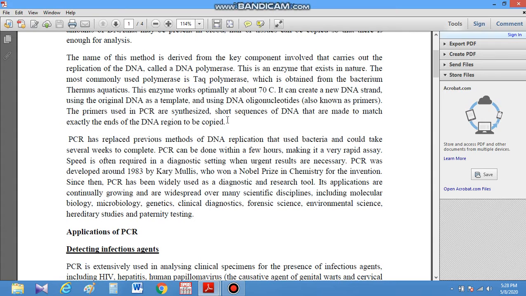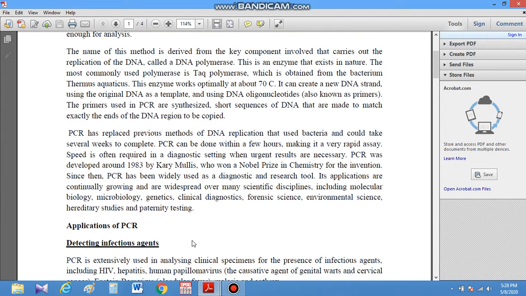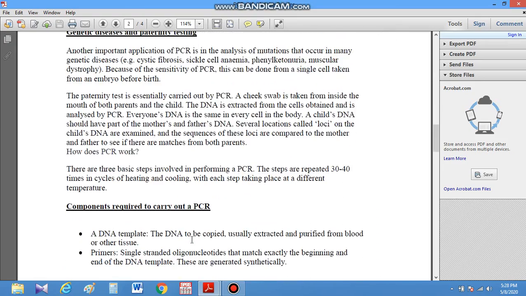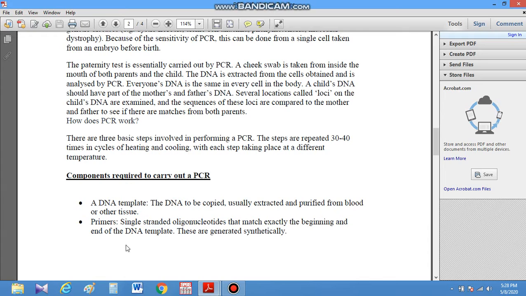First, we should know what the requirements of PCR are, what we need to complete this process. So, first, we should have a DNA template which is copied, usually extracted and purified from the blood or other tissue. Second requirement is the primer, which is single stranded oligonucleotides that match exactly the beginning and end of the DNA template, which is generated synthetically.